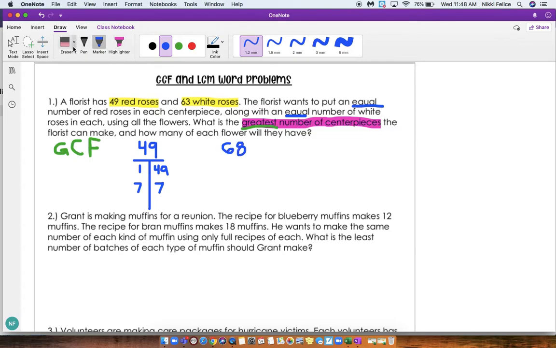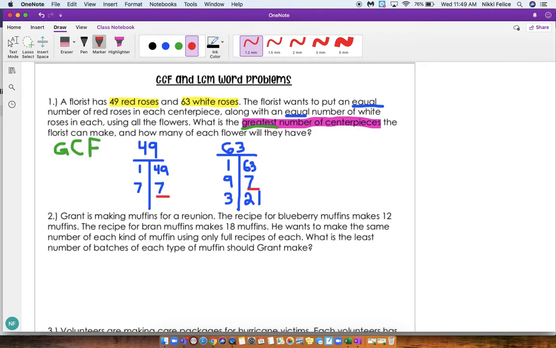Then I have 63. My factors would be 1 times 63. I know we have, what else do we have? We have 9 times 7. We have 3 times 21. And I believe that is it. So my greatest common factor I see is 7.